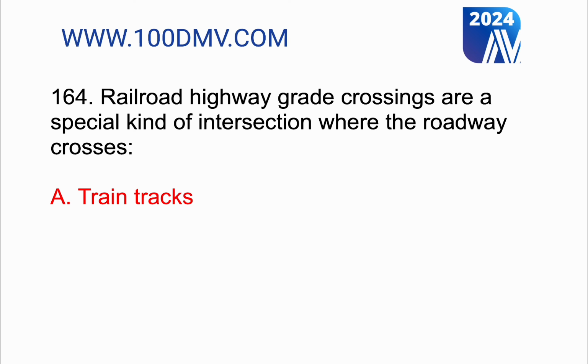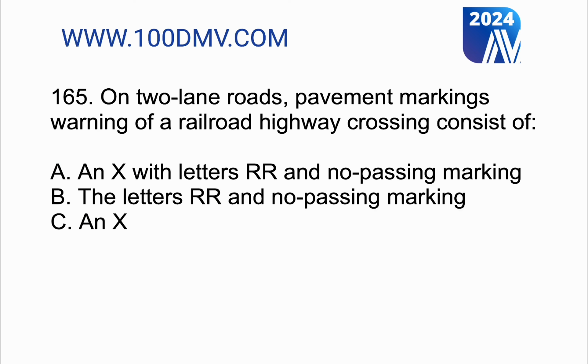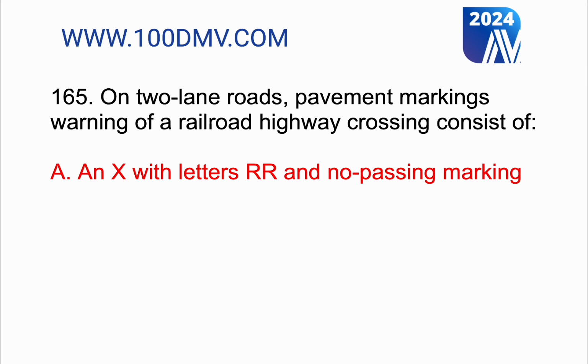165. On two-lane roads, pavement markings warning of a railroad highway crossing consist of: A. An X with letters RR and no passing marking. B. The letters RR and no passing marking. C. An X. The correct answer is A, an X with letters RR and no passing marking.